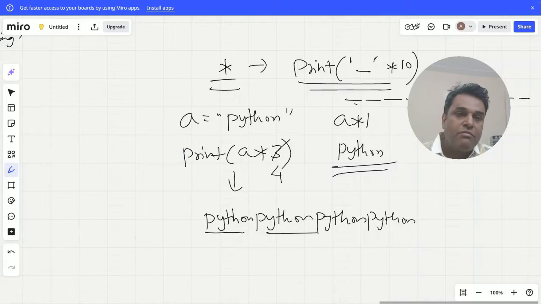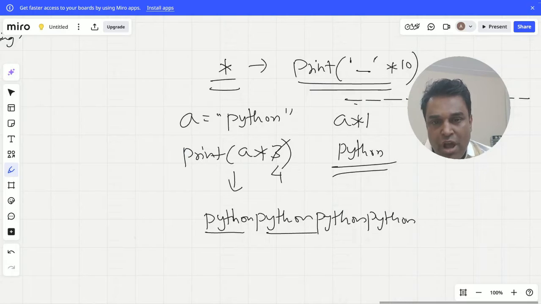I hope that these arithmetic operators are very much clear, and that the plus and the star character, that is the asterisk character, are used for string operations as well. In the next video, we are going to practically implement them, and we will also do a small program using this string operation, and then we will follow it with the other operators that we have in Python.